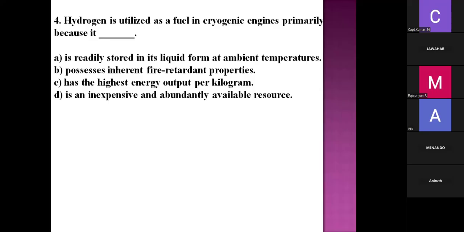The next question. Hydrogen gas is used as a fuel in cryogenic engines primarily because it: Option A, is readily stored in its liquid form at ambient temperatures. Option B, possesses inherent fire retardant properties. Option C, has the highest energy output per kilogram. Option D, is an inexpensive and abundantly available resource. What is the correct answer? Anybody know?